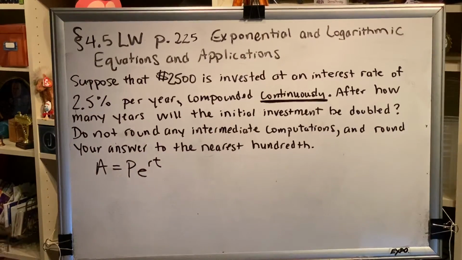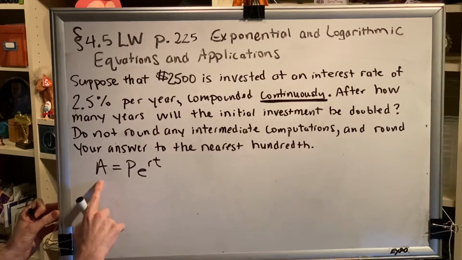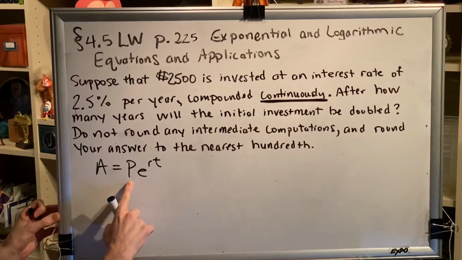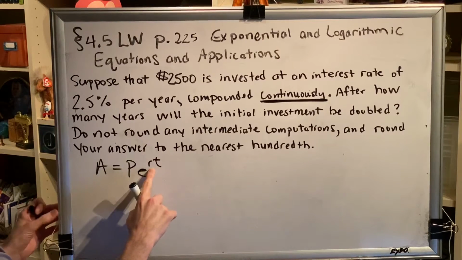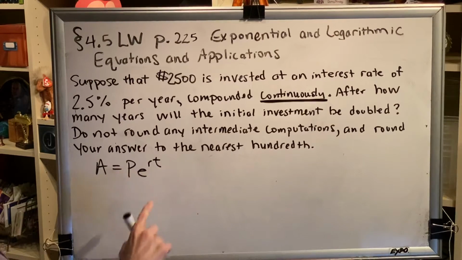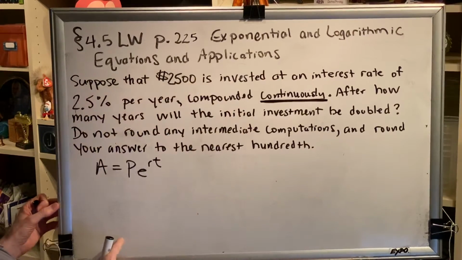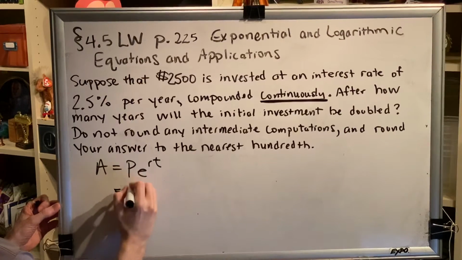Now, we're going to identify the values of the variables. A is the amount you'll have in the future, P is the amount that you have now, r is the interest rate, and t is the length of time. So we're going to read the problem again, then fill in everything that we can as we go. Suppose that $2,500 is invested. Okay, that's P.